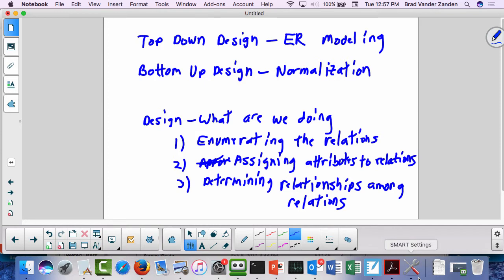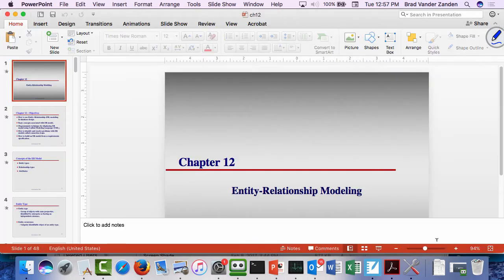So these are the three things we're trying to do with design, whether we're doing top-down or bottom-up design. This is what we're trying to come to eventually: a set of relations and the attributes in those relations. And then there will be relationships among them that are determined by foreign keys.